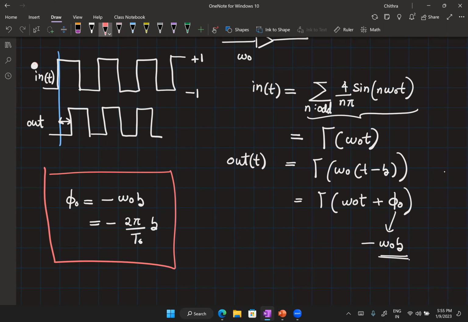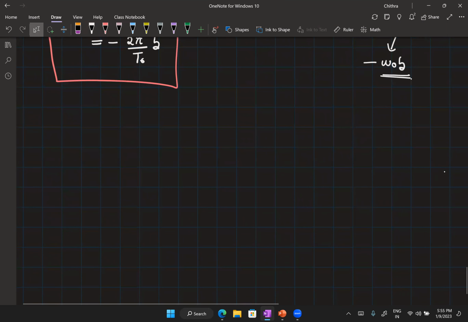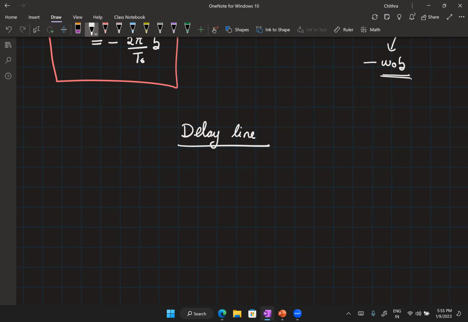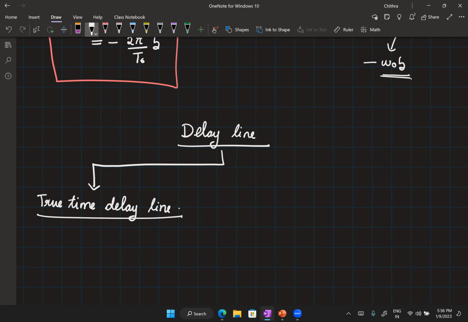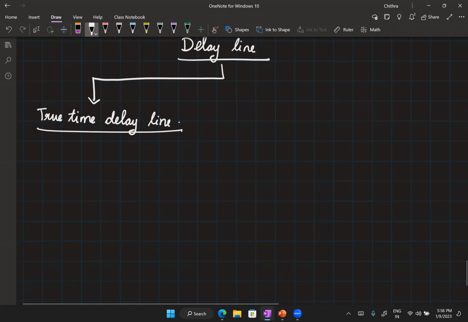So let's now move on to a little bit more complicated circuit. So we start with a delay line. Now I'm going to broadly classify the delay line into two categories. So the first category is what we call a true time delay line. Okay, so let me explain what is meant by this.